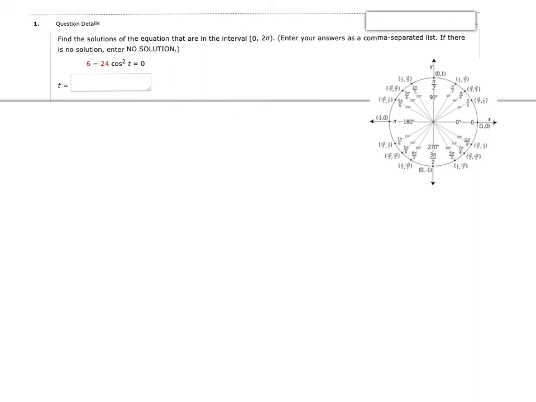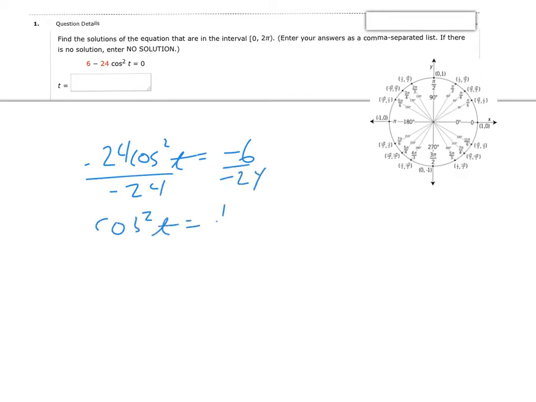All right, let's start off here on number 1. For this one, we want to isolate the cosine squared here. So I'm going to start off by subtracting 6 from each side. So it's going to become negative 24 cosine squared t equals negative 6. And then I'm going to divide by negative 24. So then I get cosine squared t equals 1 over 4.